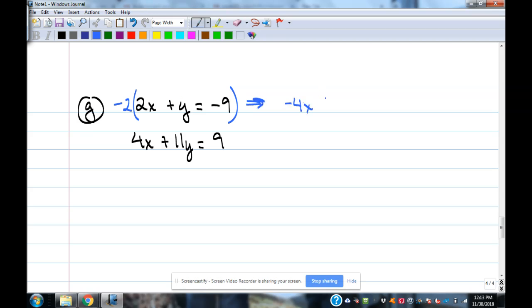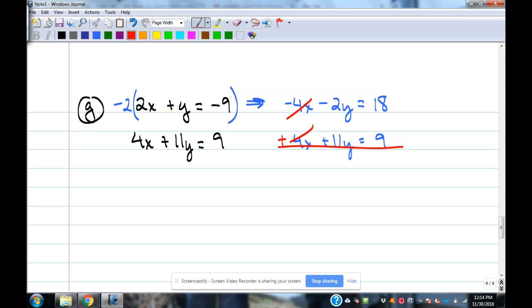So let's do what Hayden said there and multiply by -2 on the top. So that's -4x minus 2y is equal to 18. And 4x plus 11y is still equal to +9. So I didn't change anything on the second equation, just copied it over. Add them up. What happens to the x's? Oh, wait, yeah, they eliminate one another.